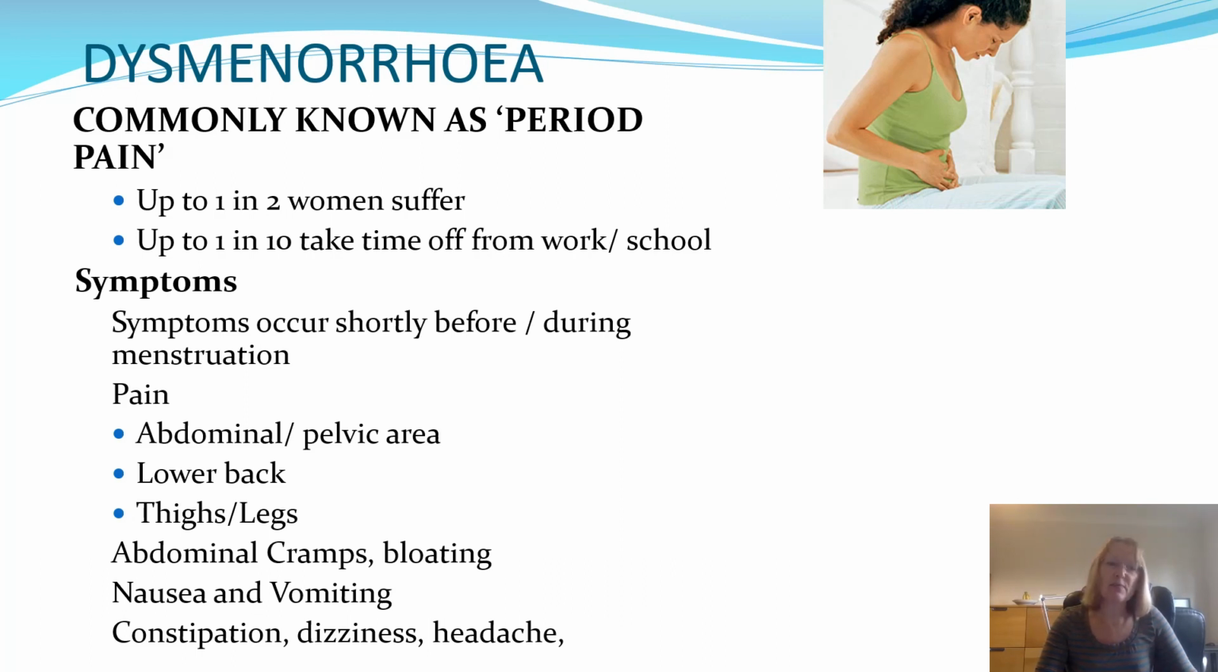And they're basically pain, it's abdominal pain. You can have lower back pain, and you can also get pain down the thighs and legs. Abdominal cramping and bloating is very common. You can get nausea and vomiting and some other symptoms as well as seen there.